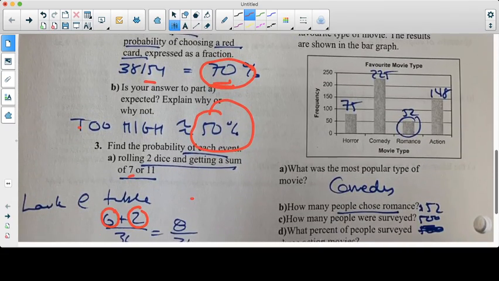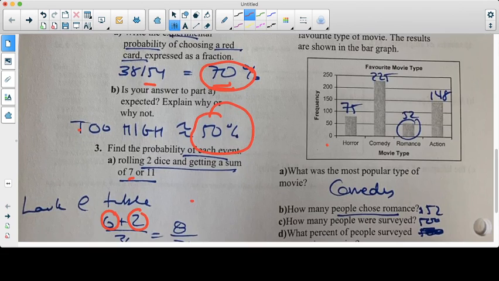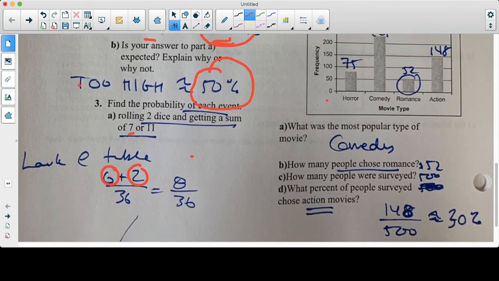What's the most popular type of TV show or movie? Here you're just going to look at the biggest bar. It's about 225, give or take a couple on these. How many people chose romance? Just over 50. You could say 50.